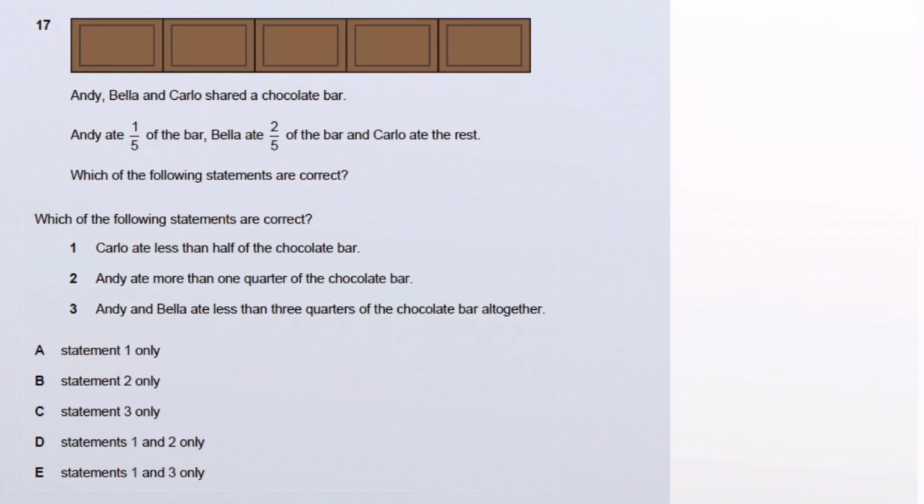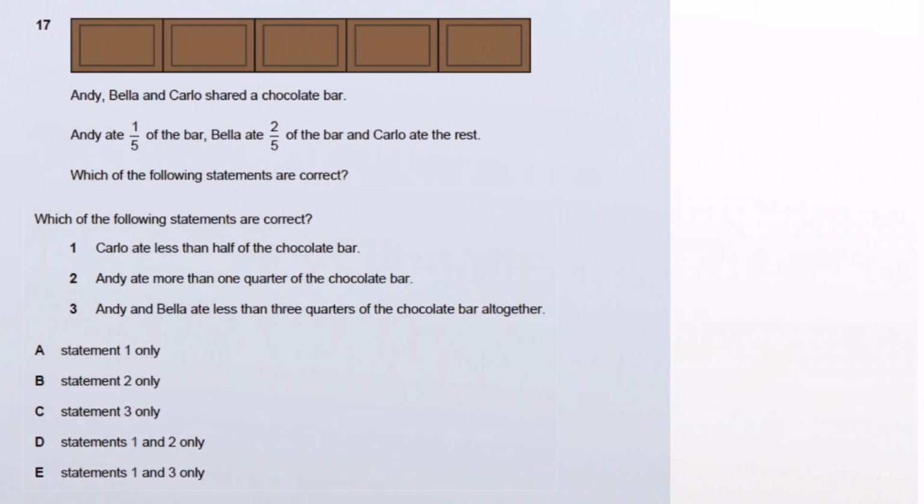1, Carlo ate less than half of the chocolate bar. 2, Andy ate more than 1/4 of the chocolate bar. And 3, Andy and Bella ate less than 3/4 of the chocolate bar altogether. So again, like the graph question that we have seen before, we are given a diagram or stimulus and statements that we have to find and analyze if they are true or not. So again, a method students can take is just to go through each of the statements and see which ones are correct or incorrect. So looking at the first one, Carlo ate less than half of the chocolate bar.